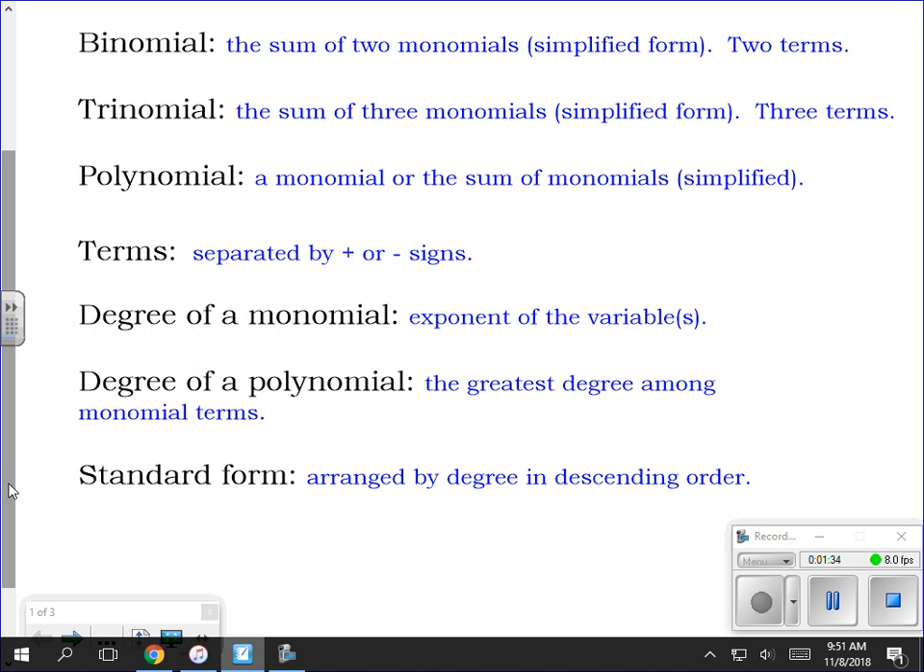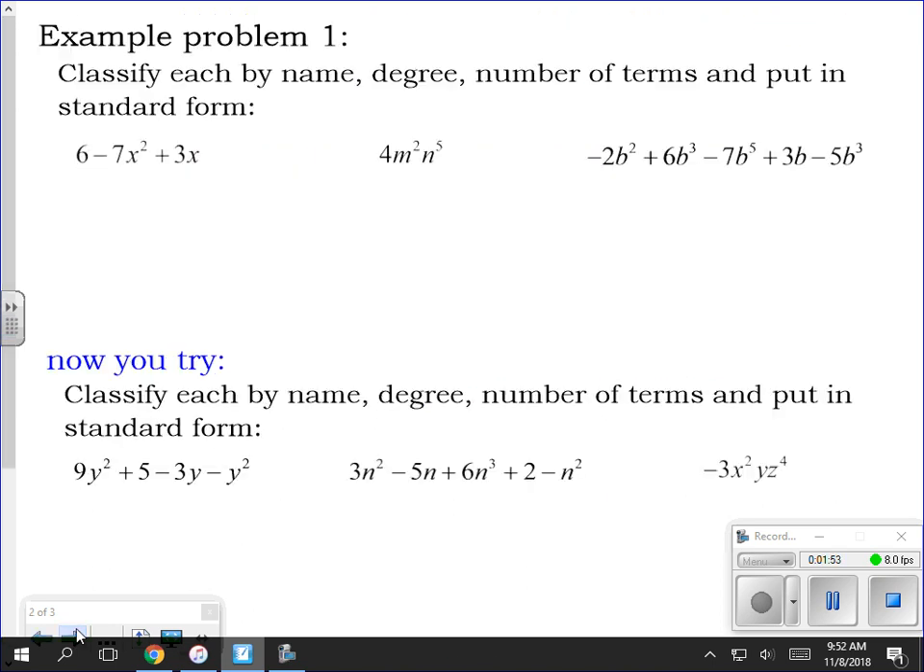Standard form is where you arrange it by degree, largest to smallest. So you do your variable with the largest power on down to the smallest power, where a constant, which doesn't have a variable, is by itself on the end. We want to try to put everything in standard form if at all possible.